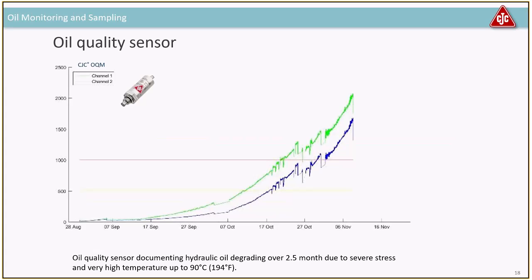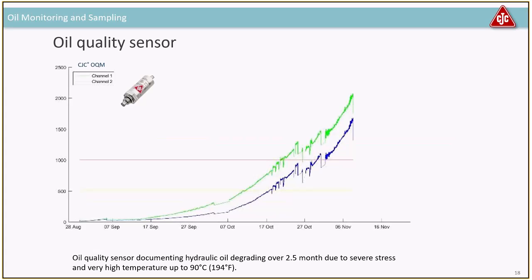You can also have oil quality sensors. C.C.JENSEN have what they call the OQM sensor. There are others, I know there's one called 10 Delta, and these kinds of sensors are not measuring varnish very accurately, but they are giving you a trend, like you can see here, what happens over time. Now this was a very hot hydraulic oil over 2.5 months that was stressed in this system, so you can see the trend goes upwards.